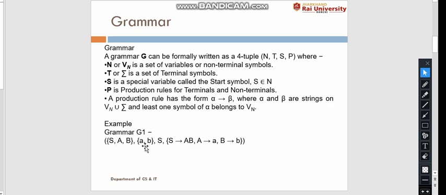Now this is an example of a grammar. G1 is the grammar which contains S, A, B, a, b, with S as my starting symbol and the production rules. Here S, A, B are the non-terminals, or you can say a finite set of variables. a and b are the terminal symbols, S is my starting symbol, and S produces AB, A produces a and B produces b are the given productions. Now today we will learn, if the grammar is given, how we can derive a language.